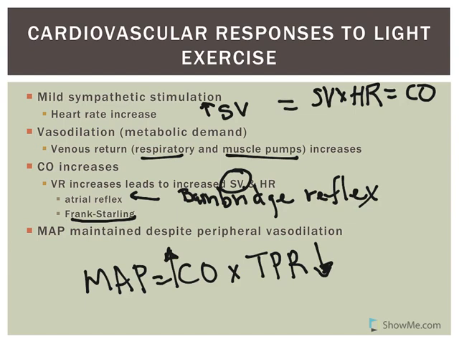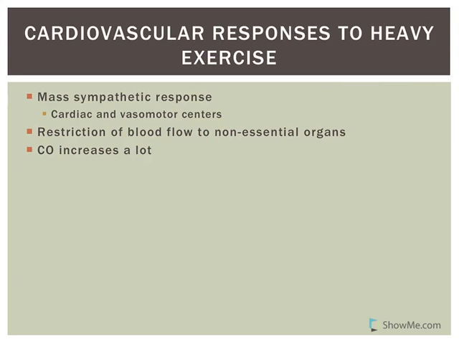Mean arterial pressure doesn't change all that much during light exercise. Now, what about during strenuous, very intense exercise? Well, you're going to have a much greater sympathetic response. The cardiac center and the vasomotor centers, as part of the medulla oblongata, are going to really increase cardiac output and increase total peripheral resistance.